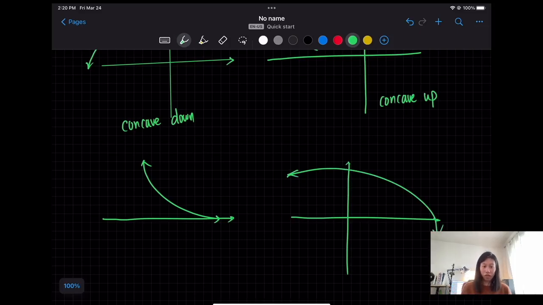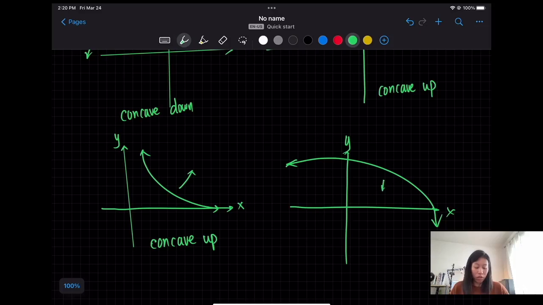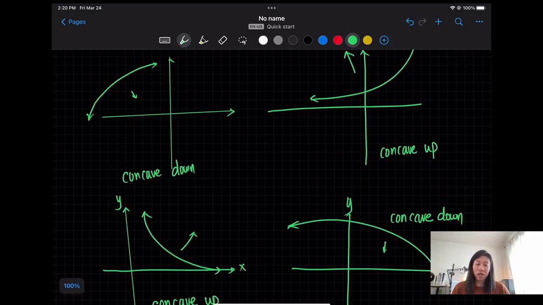Similarly, if I have a decreasing graph, let's say this is decreasing, and these are also decreasing. They are both decreasing. Let's say this is our x and y axes. For our first graph, it's decreasing, but it opens up like the letter U, so we call it concave up. Whereas this one is more like the letter N, so we call it concave down. They can both be decreasing, but the concavity is different.